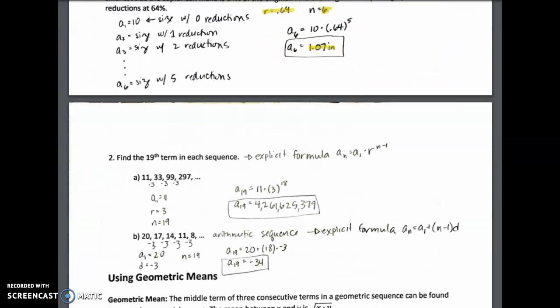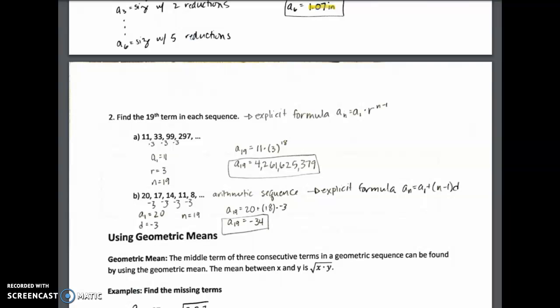Okay, this is again just using the explicit formula. Find your first term, find your r value, and find your n, or the number of the term that you are looking to find. In this case, they're asking us to find the 19th term. So we're just going to plug it into this formula again. And we get a big number, thousands, millions.